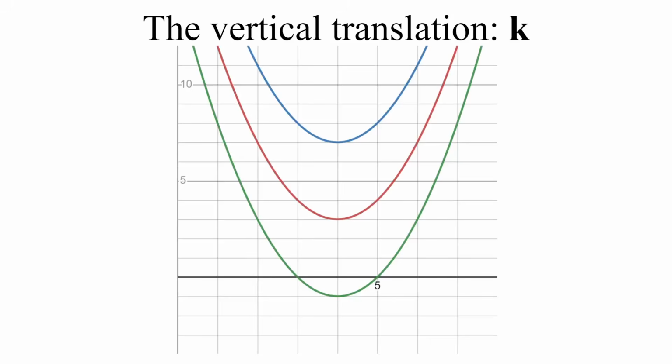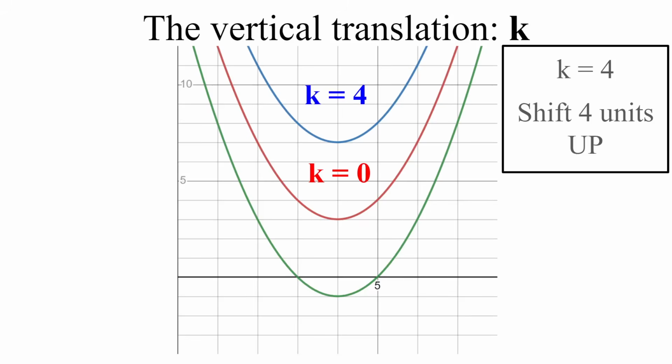Okay, now we're going to talk about the vertical translation, which we will use the letter k for. So let's say the red function is our starting function, and that has a k of 0. So the blue one went 4 up. So we would say k is positive 4. And the reason a positive value tells us up and not down is because the positive y direction is up. So y gets bigger as you move up.